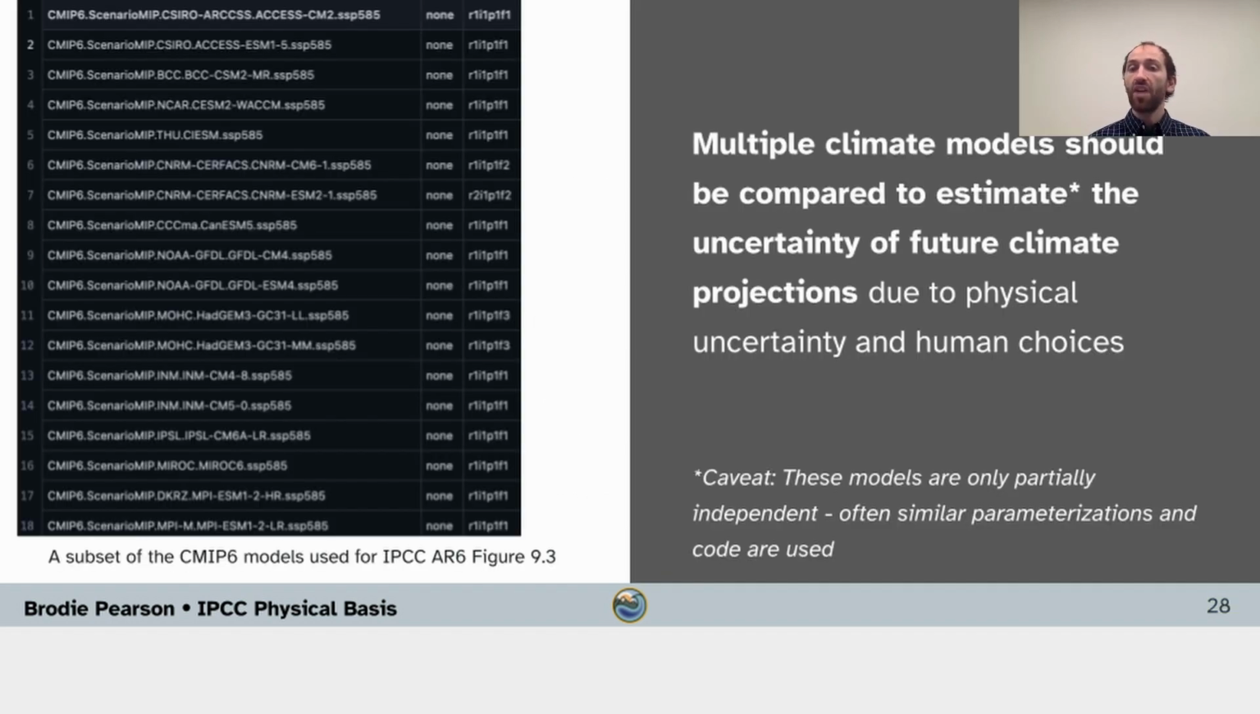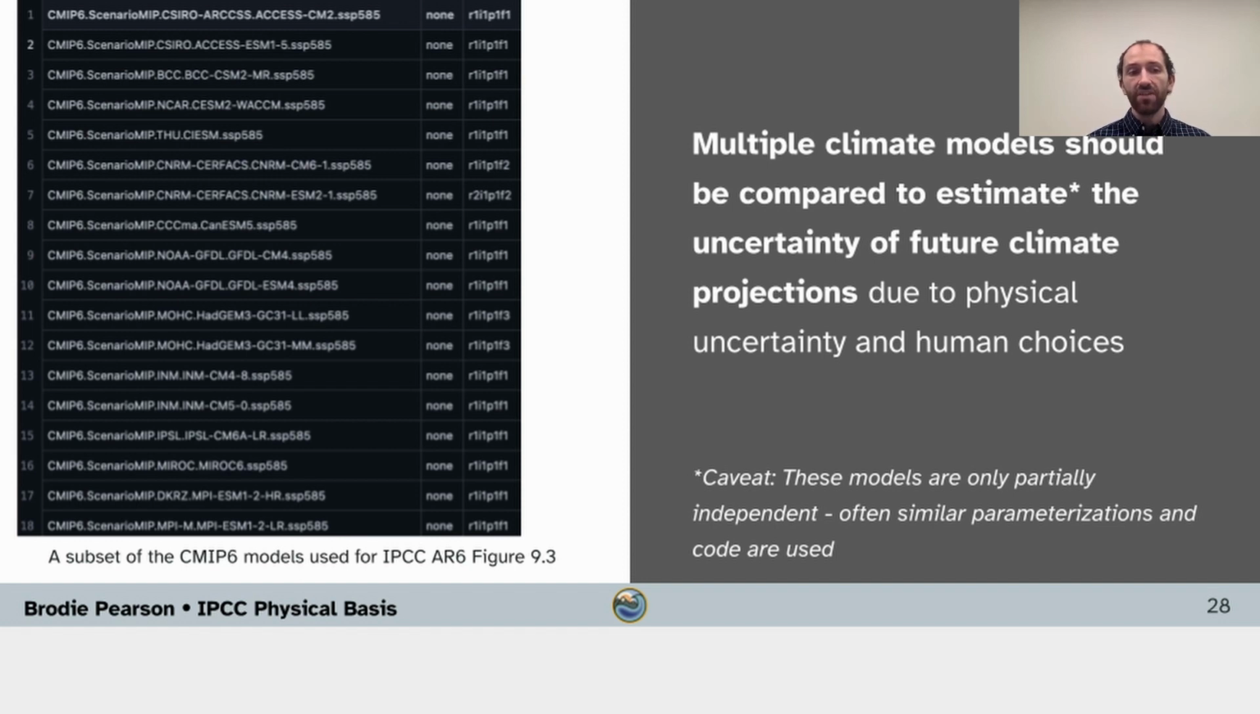Fortunately, if we have an ensemble, specifically a multi-model ensemble like CMIP6 produces, then we can compare those different Earth system model projections to estimate our uncertainty in the future climate projections they produce. And this uncertainty incorporates both that physical uncertainty and the human-driven choices made building the models.